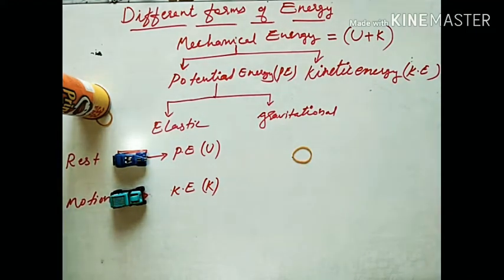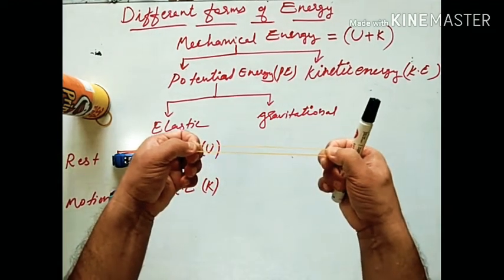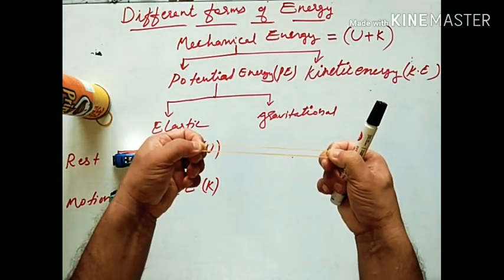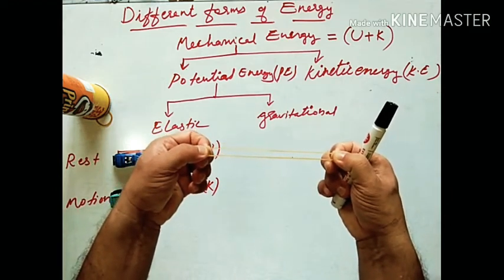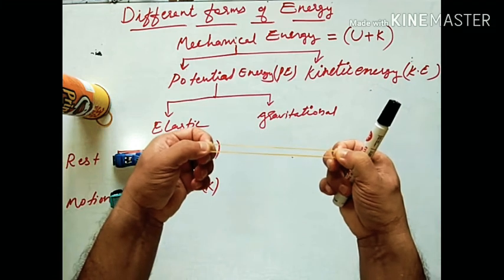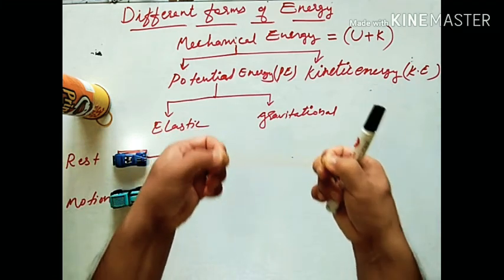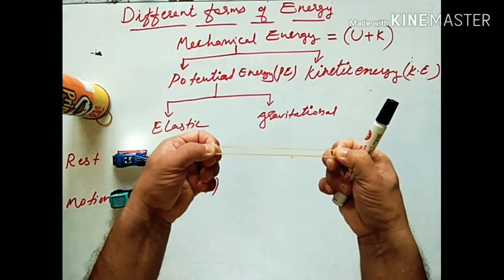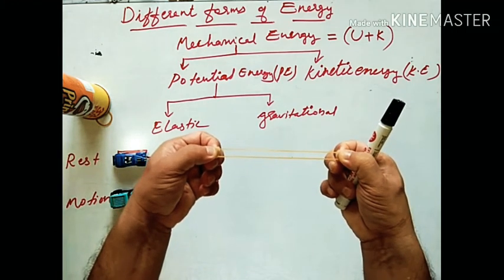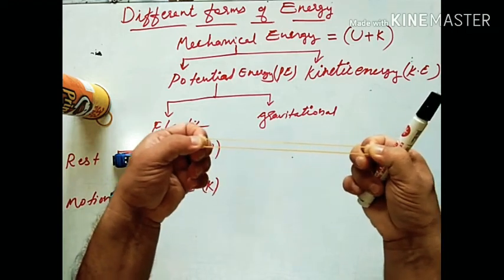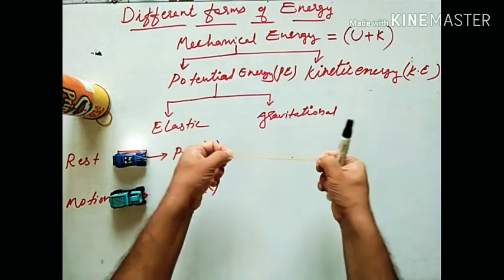So I am doing some work in deforming this rubber band, and this work done by me is getting stored in this body as elastic potential energy, because my work done has changed its size and shape, and this work done is stored in the body as elastic potential energy. So a stretched rubber band has elastic potential energy.